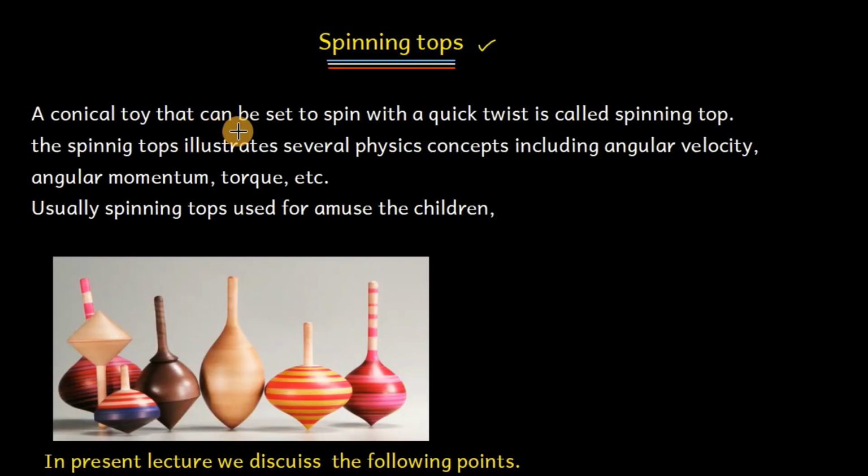A conical toy that can be set to spin with a quick twist is called a spinning top. Spinning tops illustrate several physical concepts including angular velocity, angular momentum, torque, etc. Usually spinning tops are used to amuse children. These are some colorful shapes of the spinning top, correct? With the help of this spinning top, we understand several physical concepts like angular velocity, angular momentum, torque, and so on. Spinning tops are usually used by students or kids in houses for amusement.